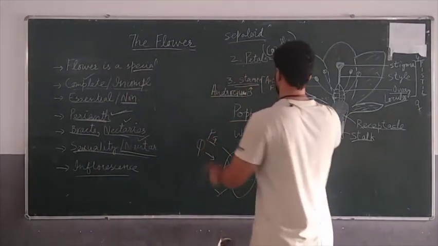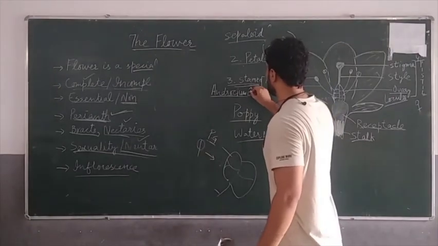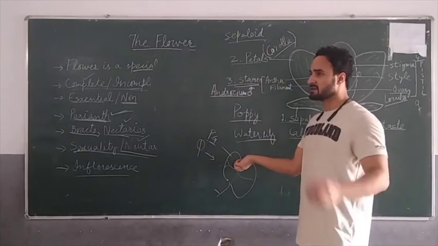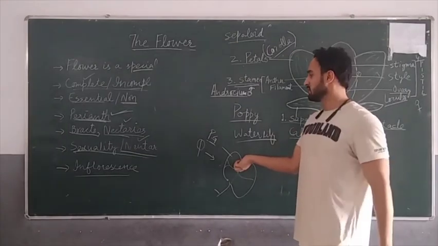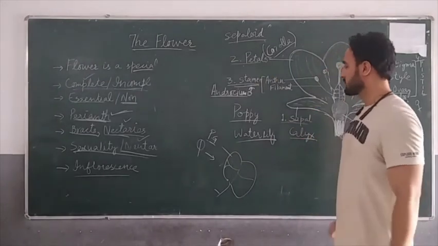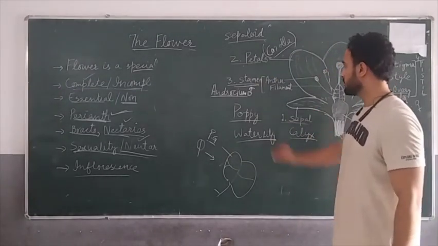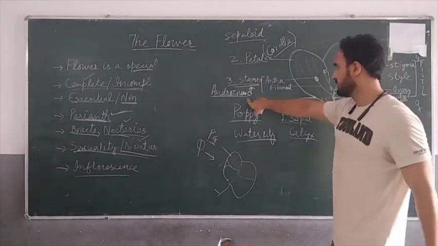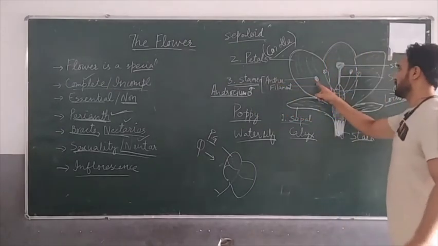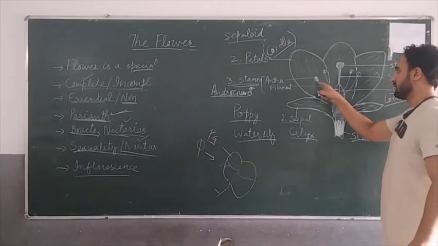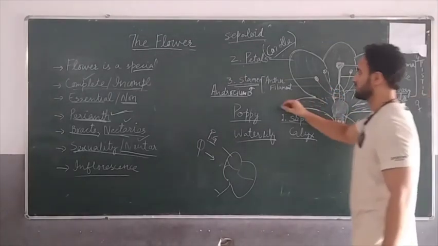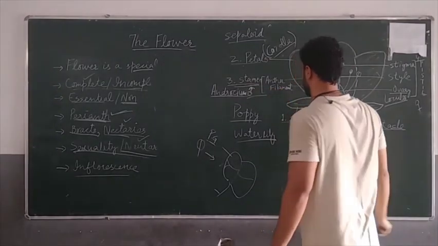That's why the stamen is the male part of a flower. Why? Because of the presence of the pollen grains, we call the stamen the male part of a flower, and stamens are collectively called androecium. Each stamen has a bilobed anther and a long thread-like filament connected to the ovary. So this is the third whorl of a flower.